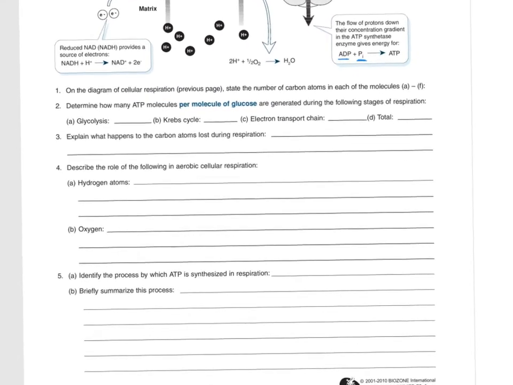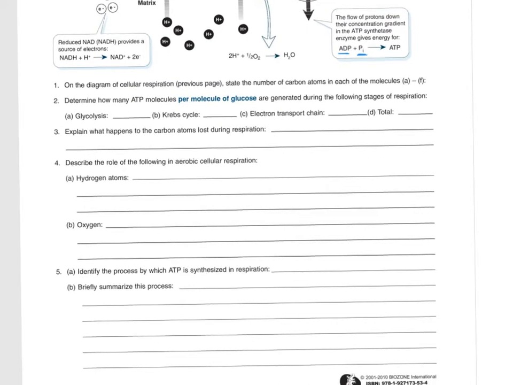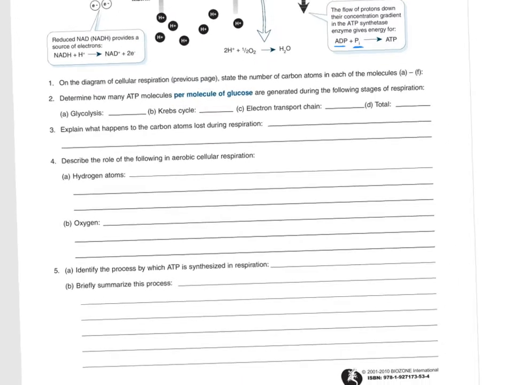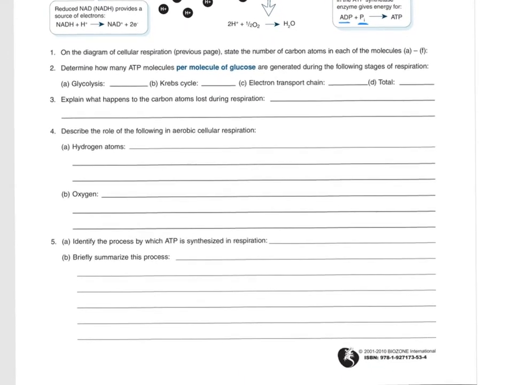You should be able to answer all these based on what I just said. I just described to you what hydrogen does, what oxygen does. I explained to you what the carbon atoms during respiration, where they go. I described to you glycolysis, Krebs cycle, electron transport chain, the total. There's also a little chart on the previous slide, right? So you should be able to answer all of this. And you should be able to describe how ATP is made, because I just did it.